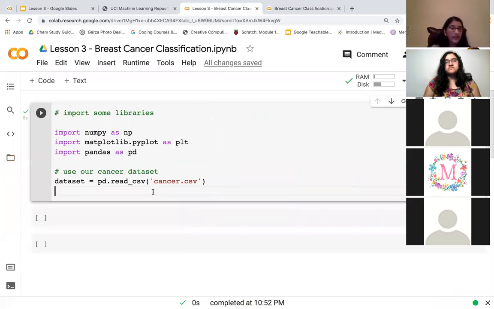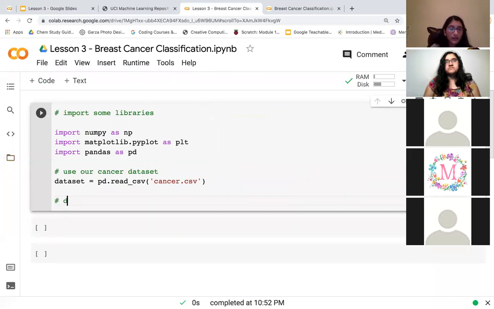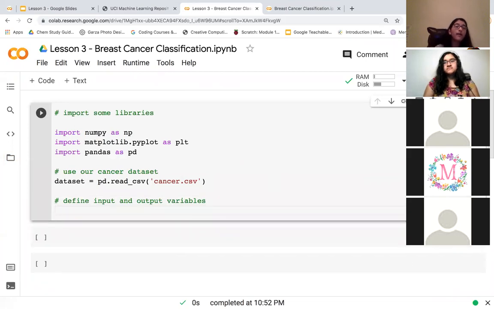Okay, what we're going to do next is define our input and output variables. Remember, for training and testing data, we want the input to be all of the features that we have, like age and certain different features. All of these features are going to be your input, but the output is going to be whether the patient has breast cancer or not. And so we want to be able to define that.